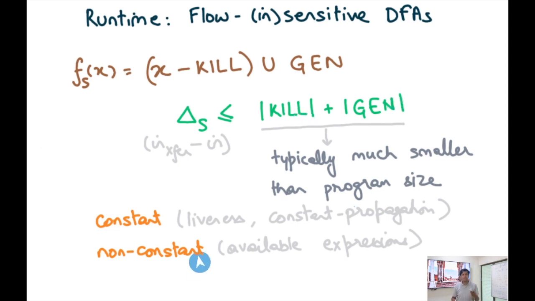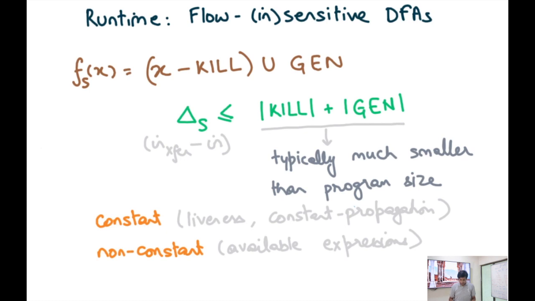instruction. However, it's not necessary that these are constant. For example, for available expressions, we may kill all the values that contain a particular variable, in which case it can be non-constant, but even when they are non-constant, they are actually much smaller than the size of the program or the size of the overall set of possible values that this analysis could produce.